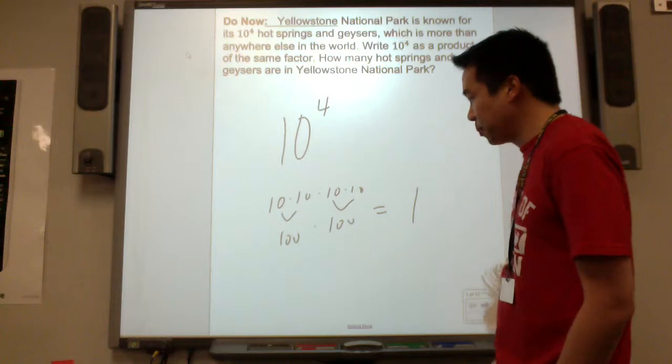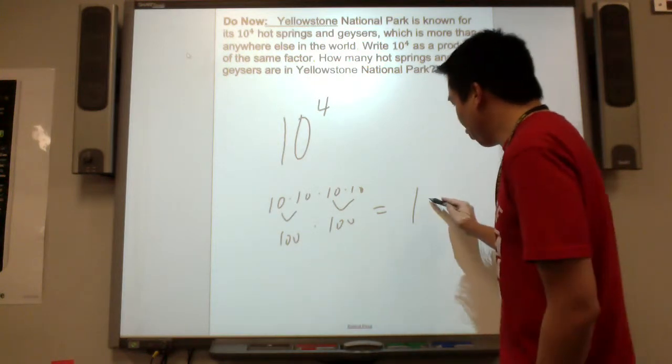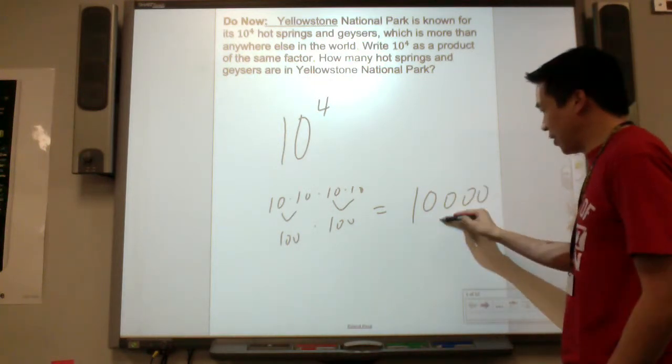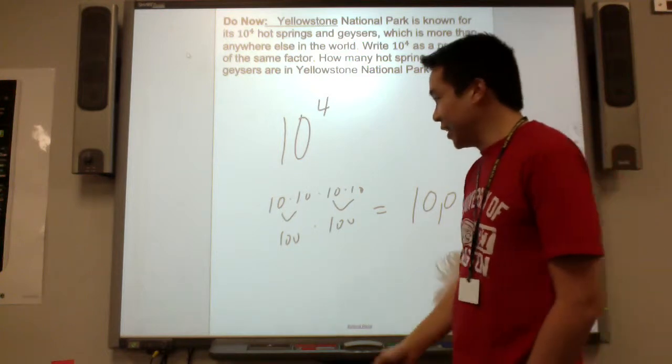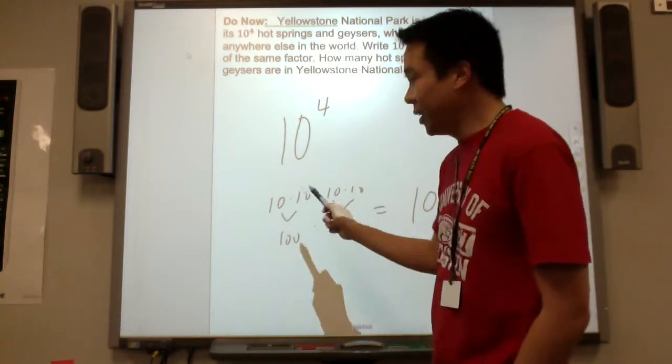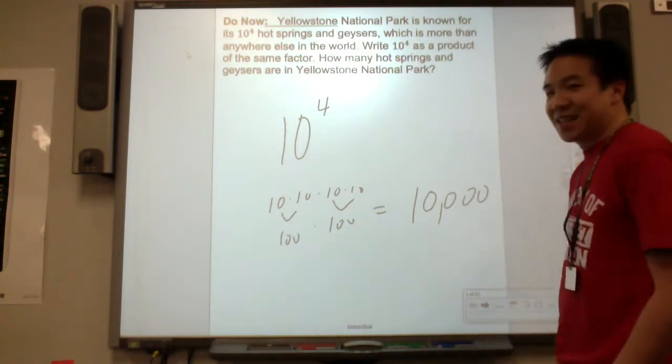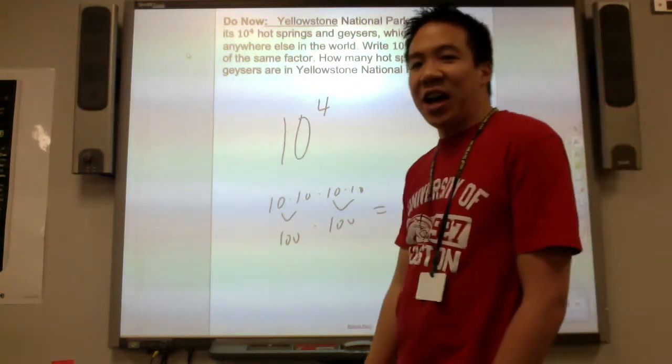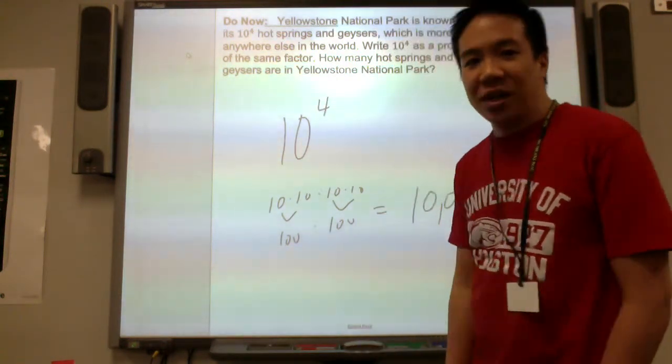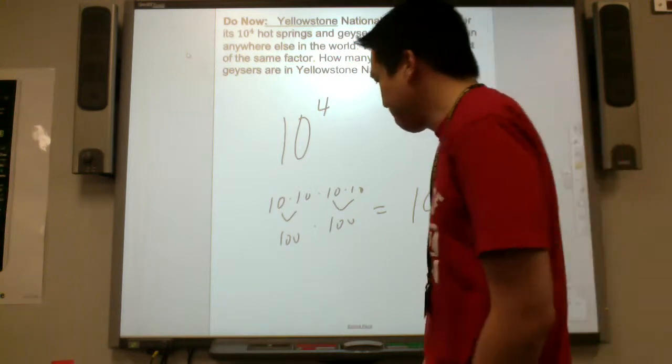So what is 100 times 100? Well, we know it's 1. How many zeros do you see here? 4 zeros. It's 10,000. Another way you could have done it is 1 times 1 times 1 times 1 is 1. How many zeros do you see here? 4 zeros. 10,000. There are about 10,000 geysers and hot springs in Yellowstone National Park.